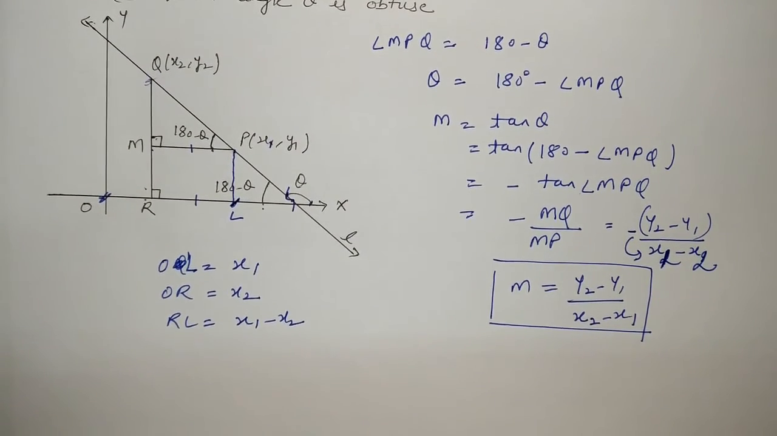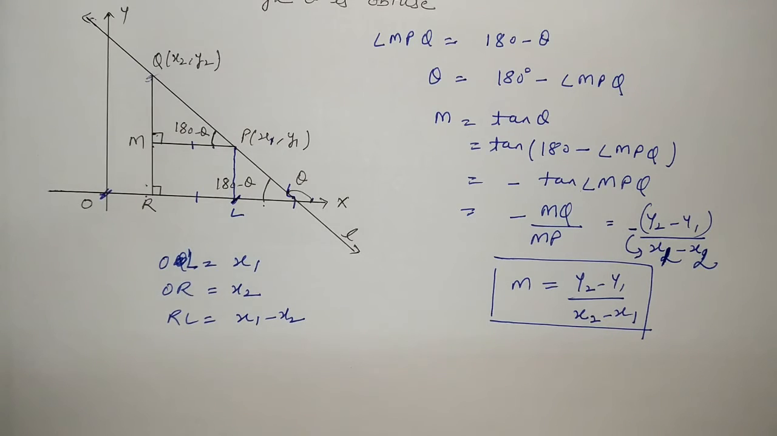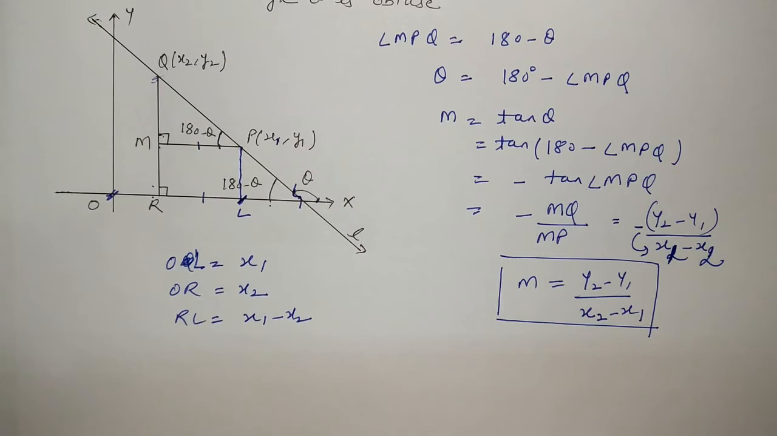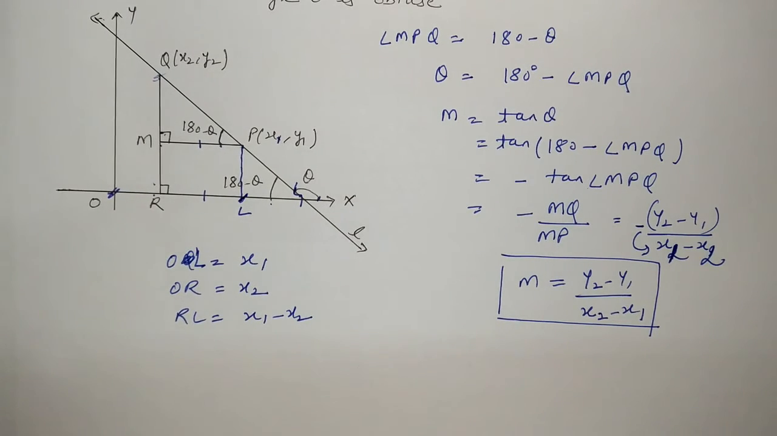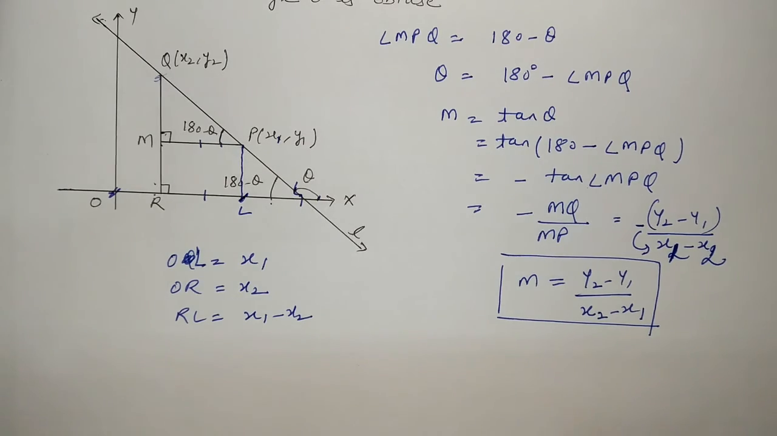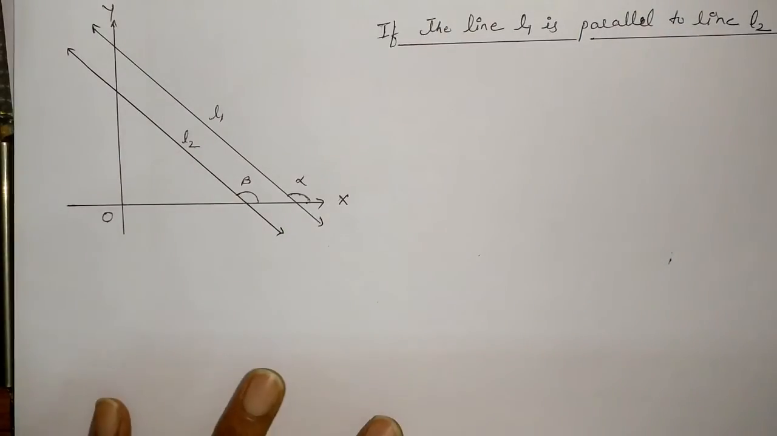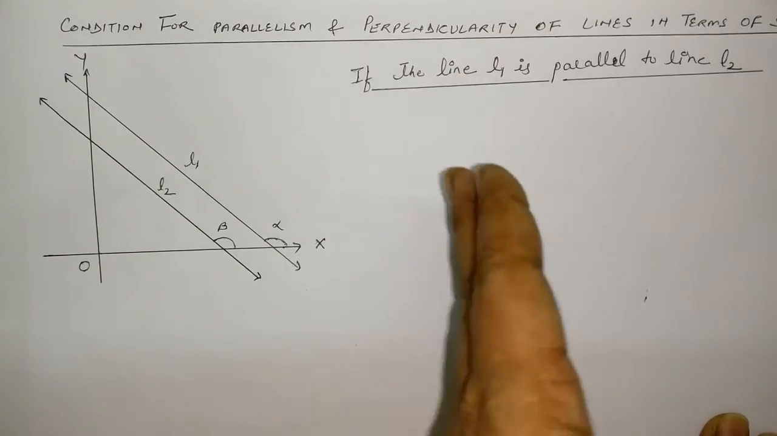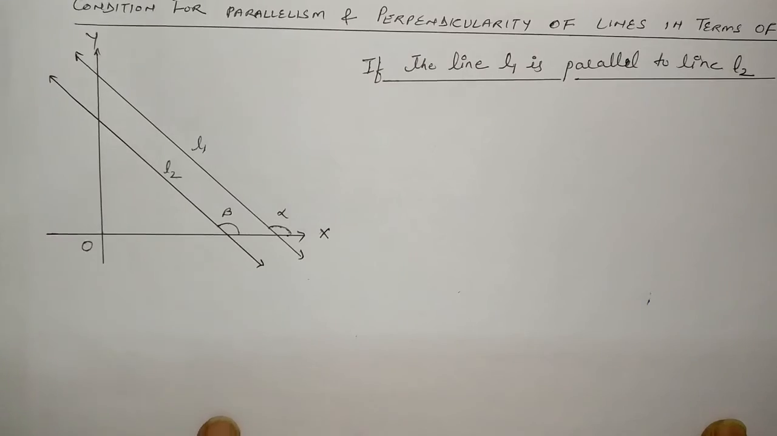Now I hope you have understood what a slope is and how we find the slope when two points are given. You can easily make out that the slope is irrespective of the angle that the line makes with the x-axis. The next topic I am going to take is when two lines are parallel and when they are perpendicular, how does the slope behave?